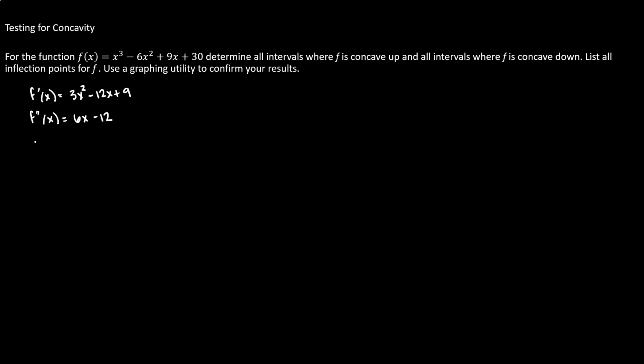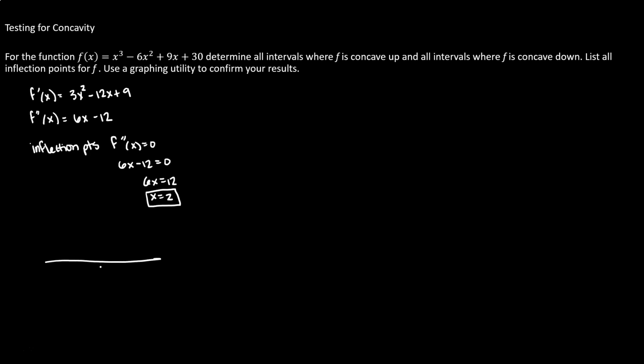To find any inflection points, we need to check to see where the second derivative changes sign. So inflection points occur when the second derivative is equal to 0. In other words, we're going to take that 6x minus 12, set it equal to 0, and solve to find x equals 2. So we will have an inflection point at x equals 2.